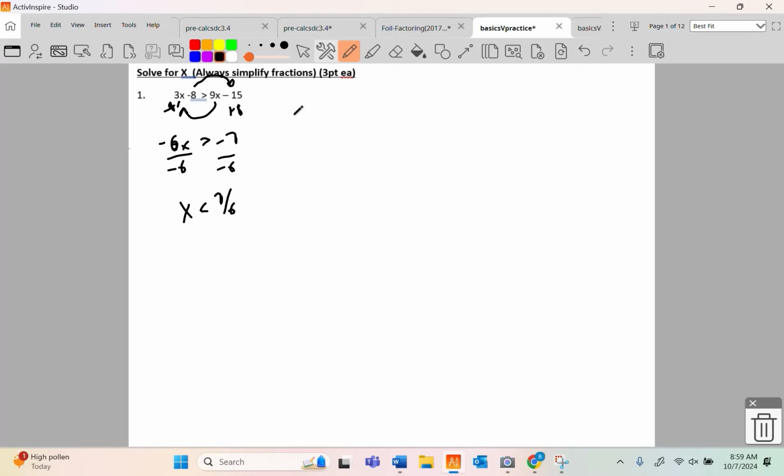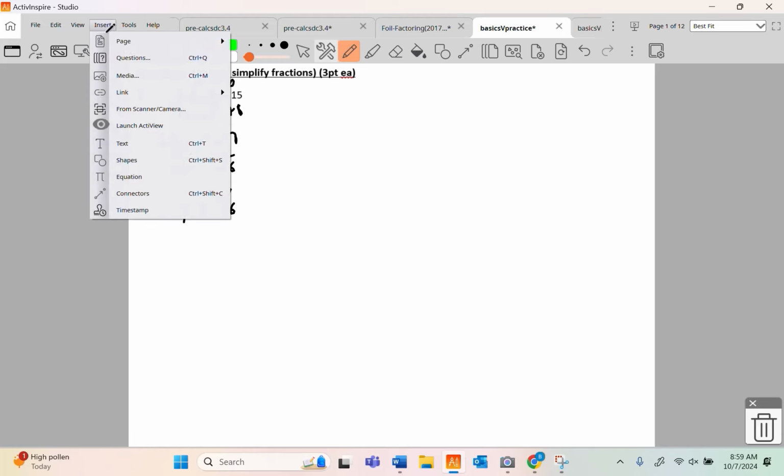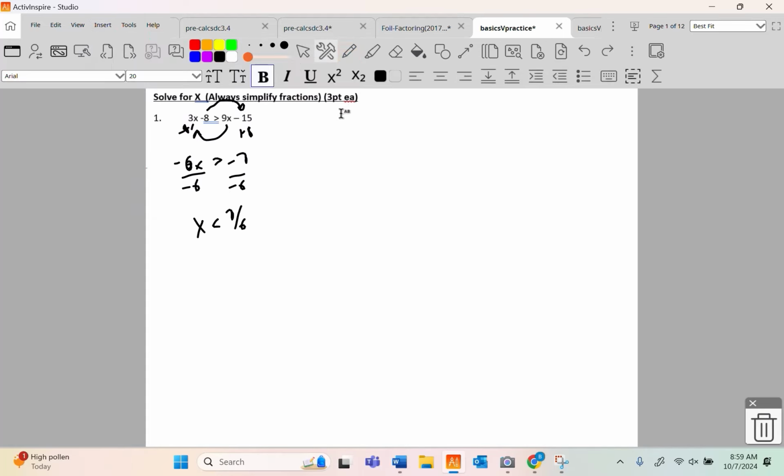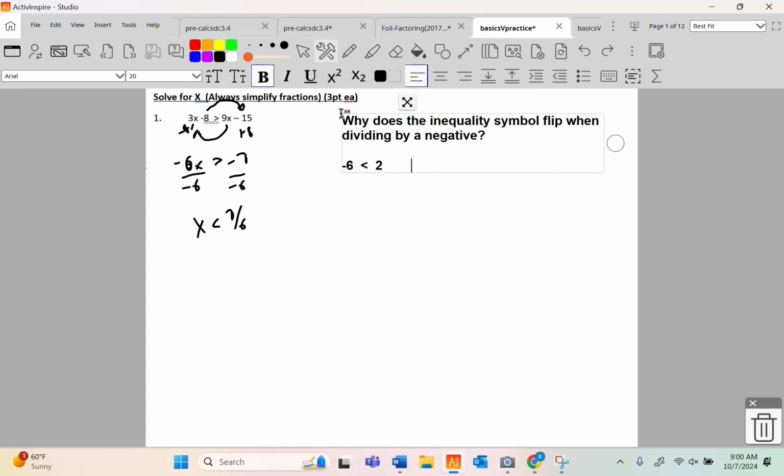Why do we do that? That's a good question. Why do we flip an inequality symbol? You've probably never been told. Why does this happen? Because it has to happen. So let's make up a scenario. Negative 6 less than 2, which, by the way, is a true statement.